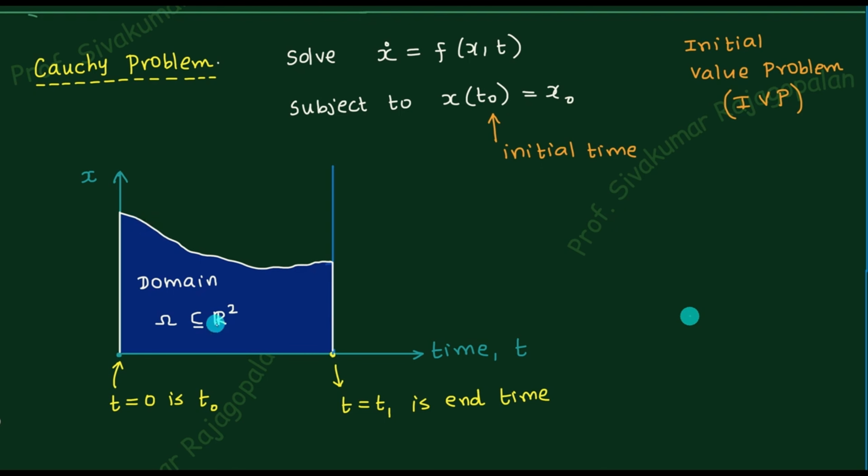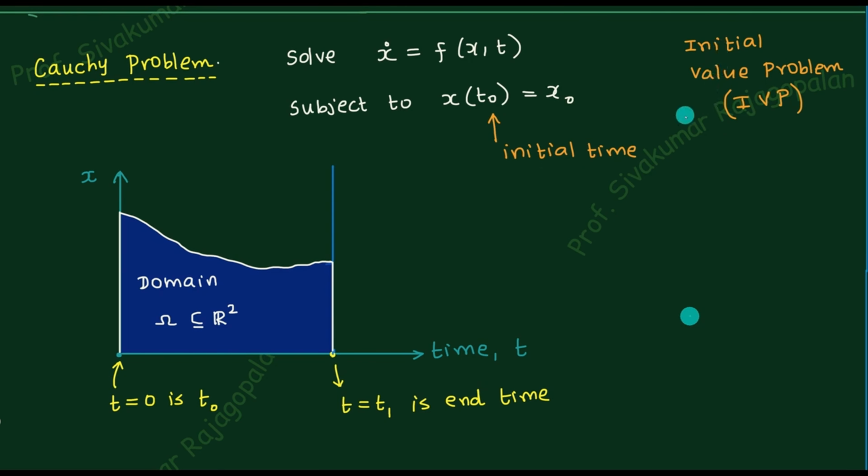And then the region of interest need not be rectangular, need not be any particular shape. That's the reason why I am choosing some kind of blue region, which is not a particular shape. We are interested in the solution of this differential equation, x dot equal to f of x comma t. So that is all about this particular diagram. When the x-axis is time, whenever the x-axis is time, this particular problem is known as an initial value problem.